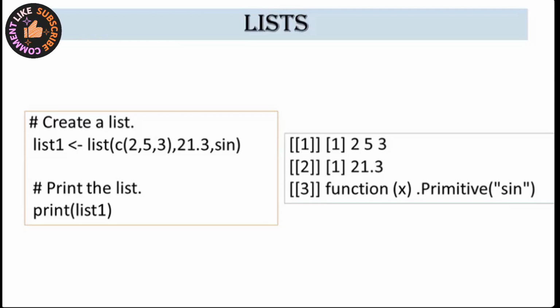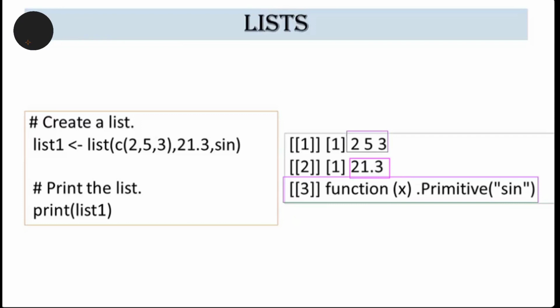And when we print this list, list one, we'll get the output as the vector having values 2, 5, 3, the numeric vector having value 21.3, and a trigonometric function, that is function of x, in which the primitive is sine, that will be shown.